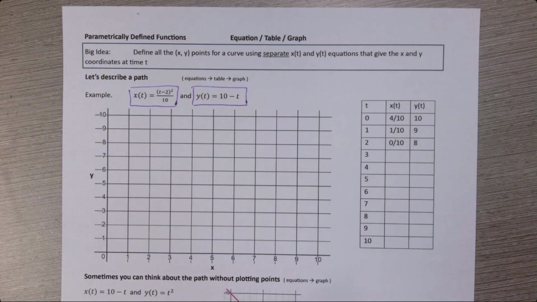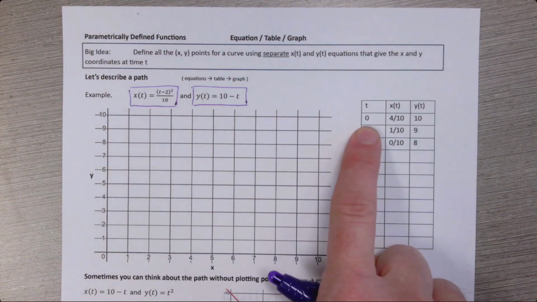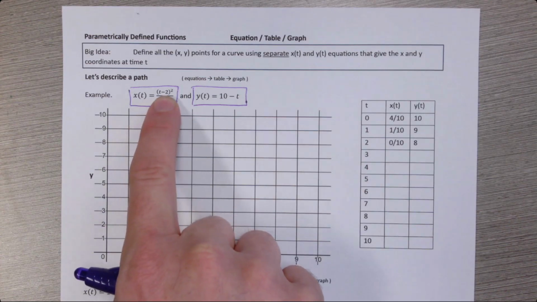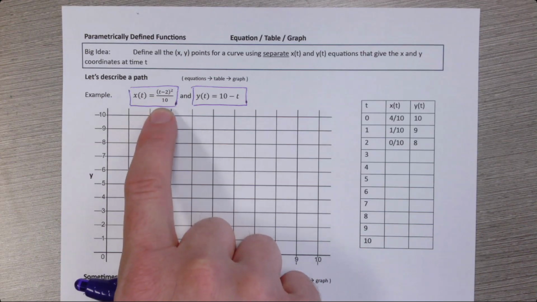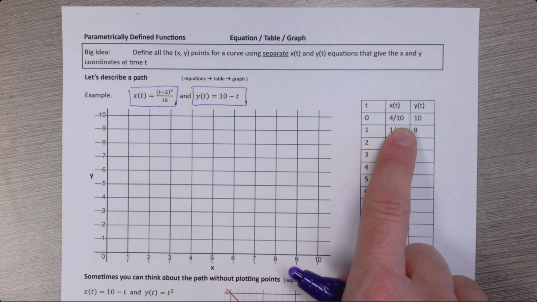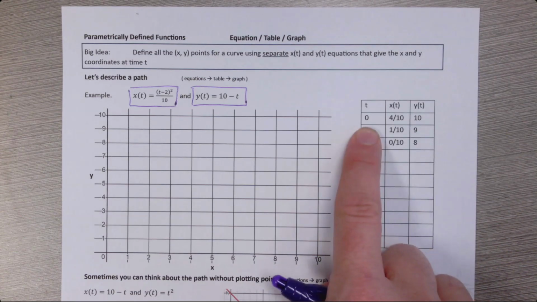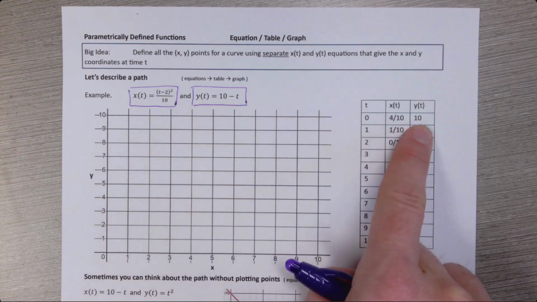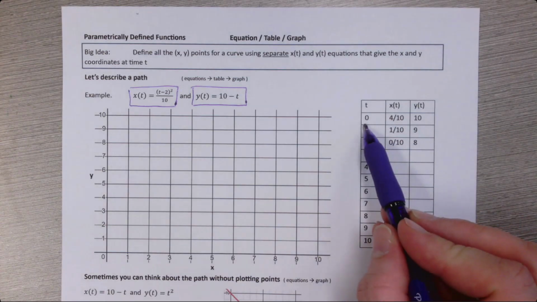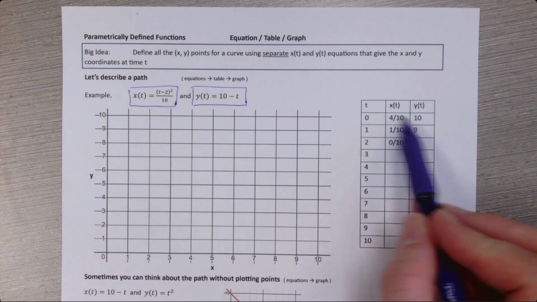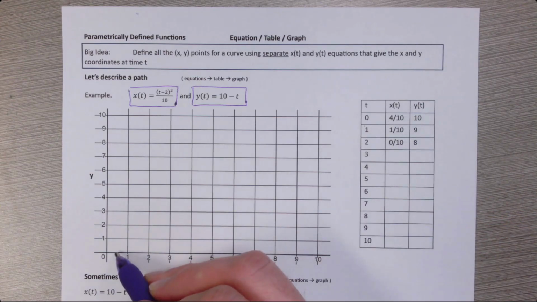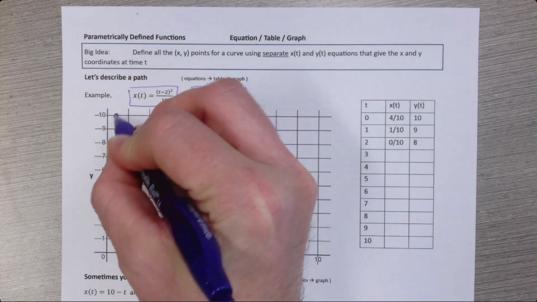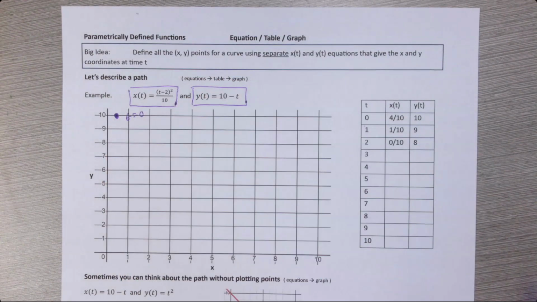So let's make sure I know where these numbers are coming from so far. When I plug in time 0 to the x equation, I get 0 minus 2 squared becomes 4 divided by 10. So that's where the 4/10 came from. If I plug time equals 0 into the y equation, I get 10 minus 0 is 10. So what that tells me is that at time 0, my x-coordinate is 4/10, which is about right here, and my y-coordinate is 10, which is way up here. So this point up here is where I start at time 0.